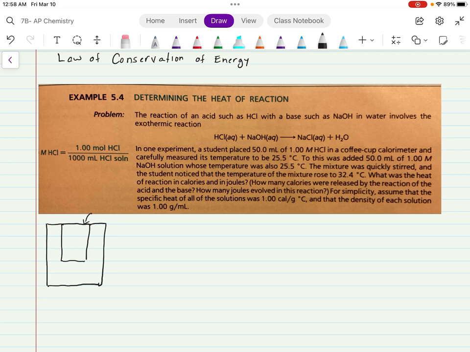All right. Now, it says a student placed 50 mLs of 1 molar hydrochloric acid into a coffee cup calorimeter and carefully measured its temperature at 25 degrees Celsius. So let's go ahead and add our hydrochloric acid. So I'm going to go ahead and fill it up here. 50 mLs of hydrochloric acid.